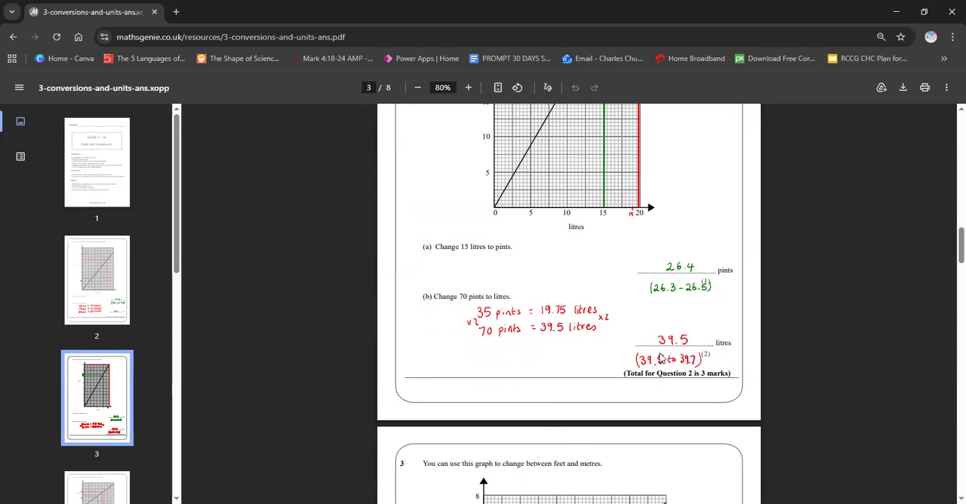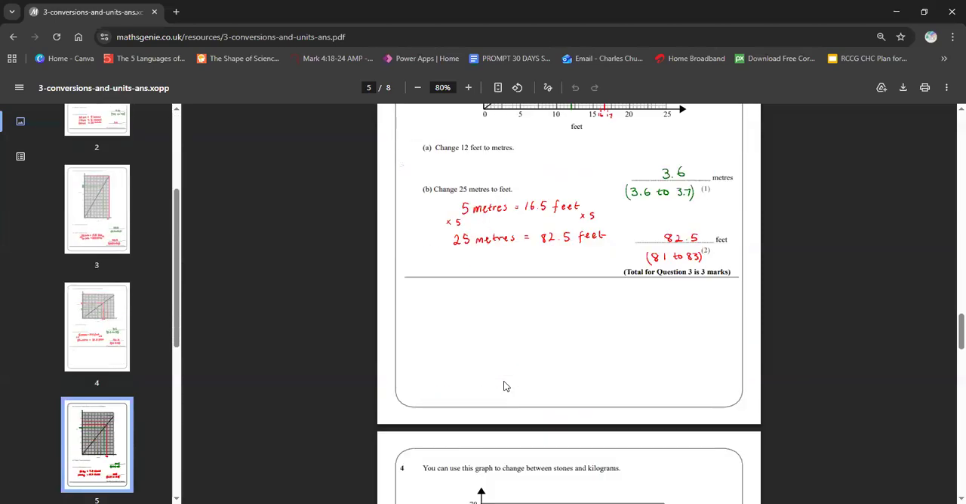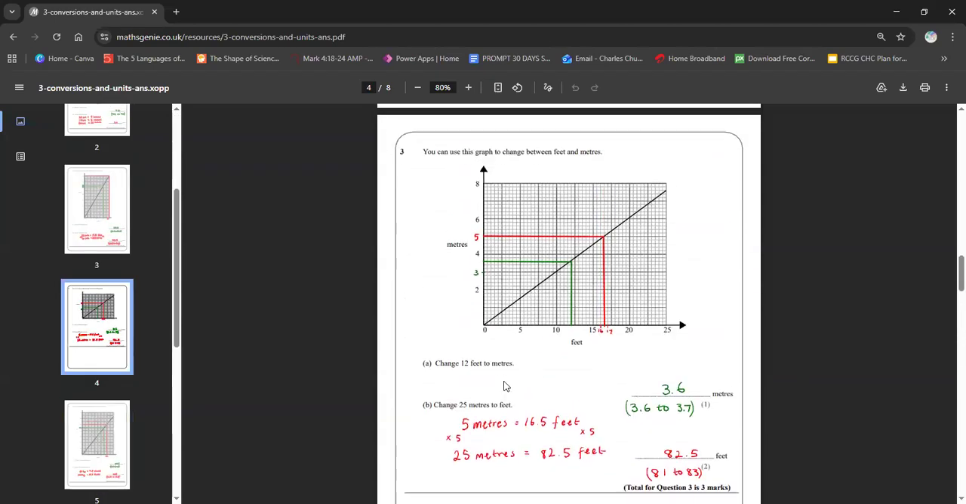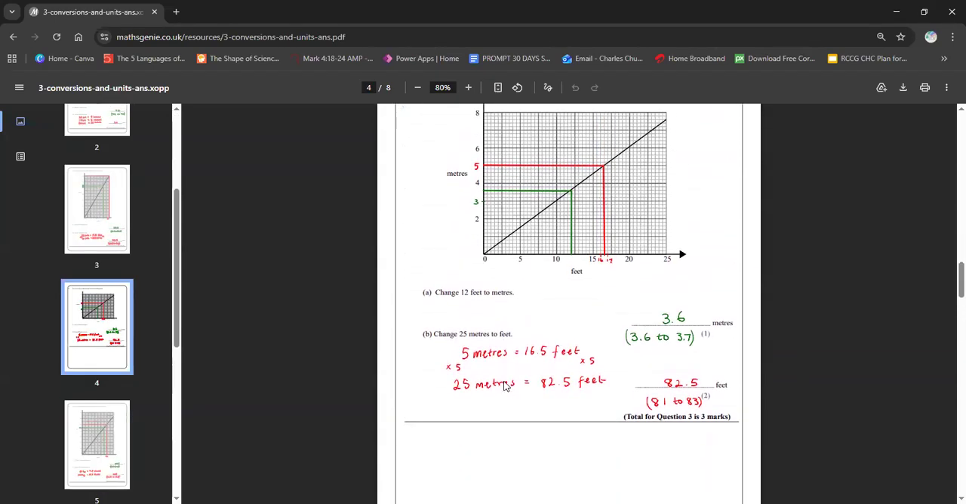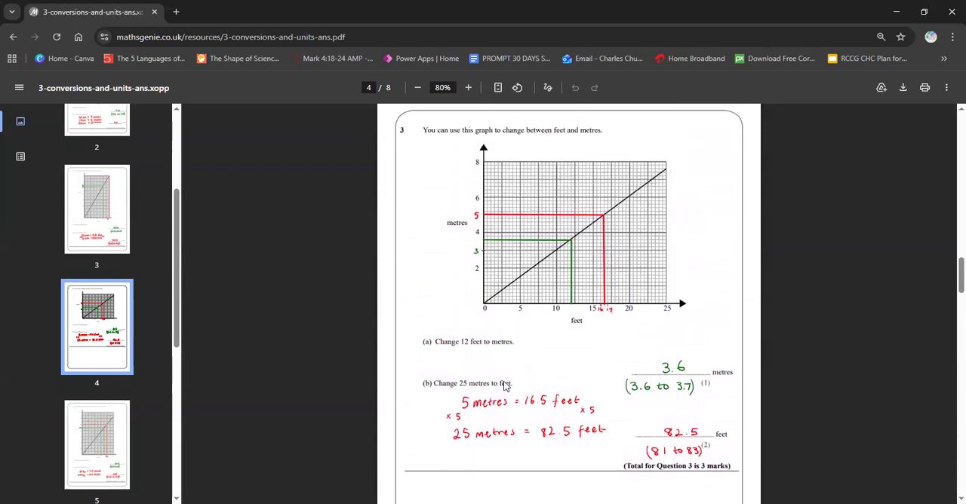39.5 was their answer, and that's fine. Like I said, there's always an allowance for an error range of 0.5. So if you don't exceed the 0.5 error range, you are definitely correct, even with your answer. So that's fine.